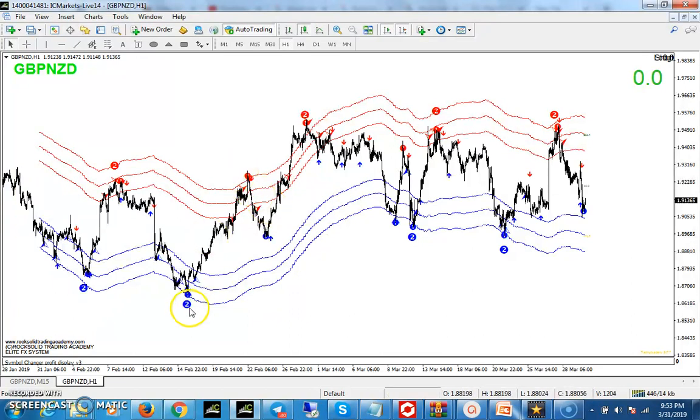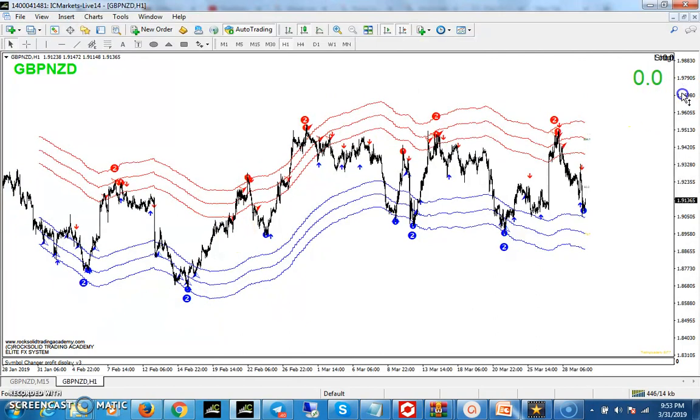And then you have the balls. The balls are the only component that repaints, and it's so because trend changes. But basically, there are ways we use them. Now, we don't use the balls for entry. We use them for trend determination. The balls are used for trend determination.